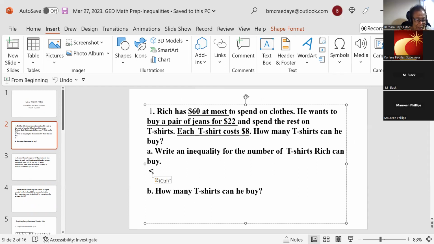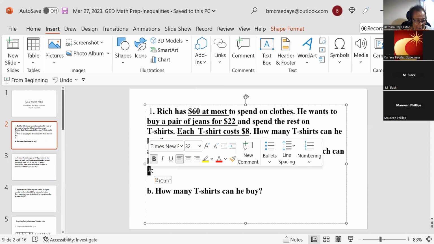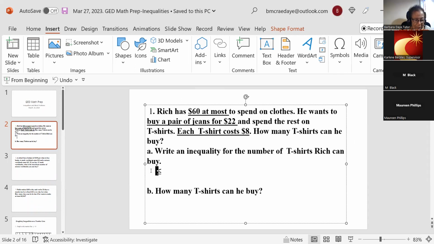So less than or equal, what follows that? What number follows that? Estimate. Just what you told me, right? 60 minus 22. You put that in front of it now. What goes in front of this? What must be less than?